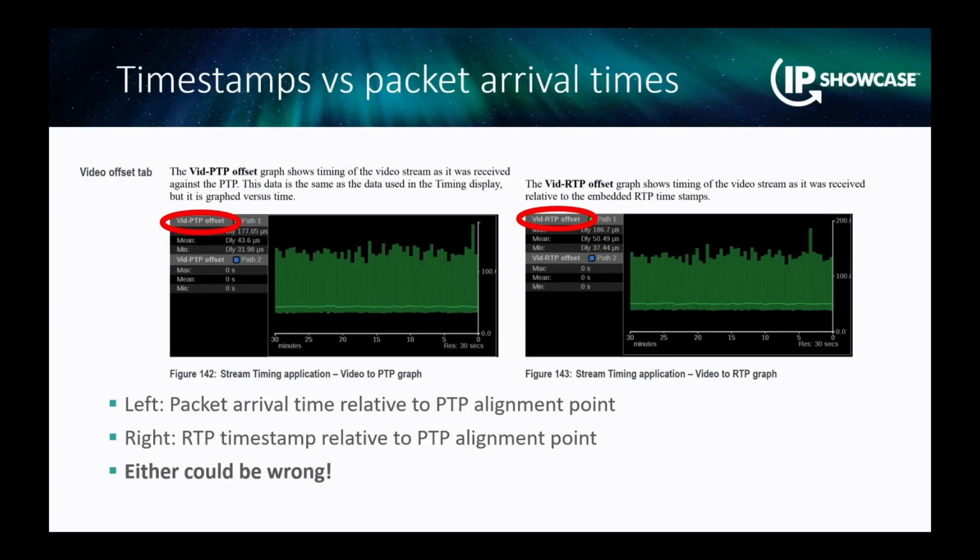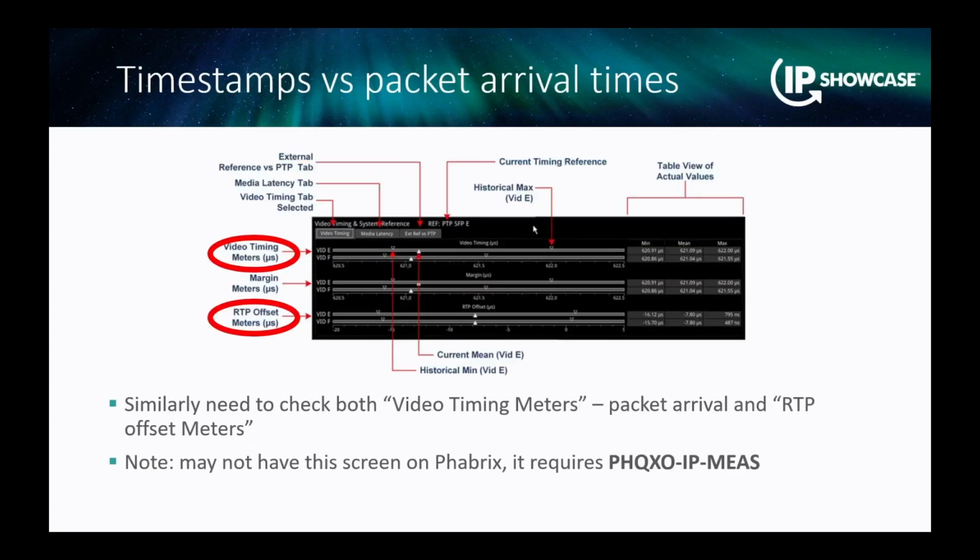I must admit, speaking a bit personally, well, I'll mention that a bit later. So either of those could be wrong. Packet arrival time could be wrong relative to the PTP alignment point, or the RTP timestamp could be wrong relative to the PTP alignment point. This is the Fabrics product. Similar thing, a bit more detailed. I must admit, though, I got this wrong in its interpretation, had to read the manual. I assumed, doing what I do, not reading the manual, thinking I know what I'm doing, and actually had to go and read the manual to really understand what's going on.